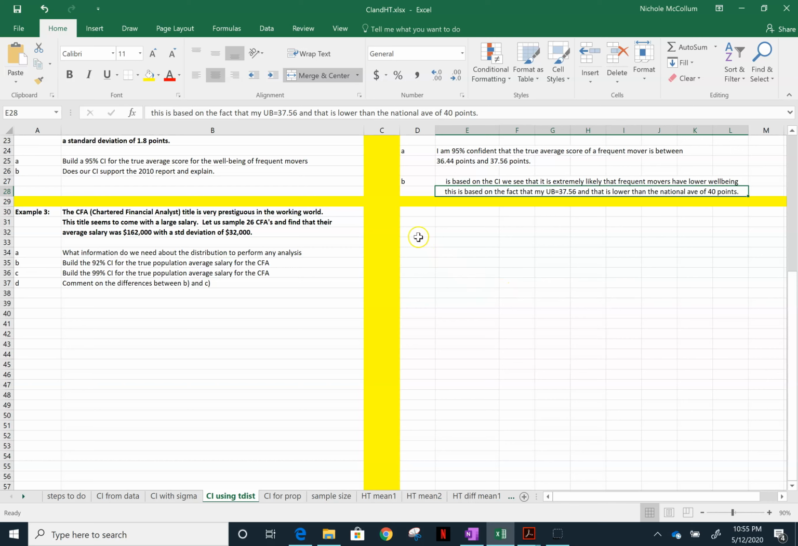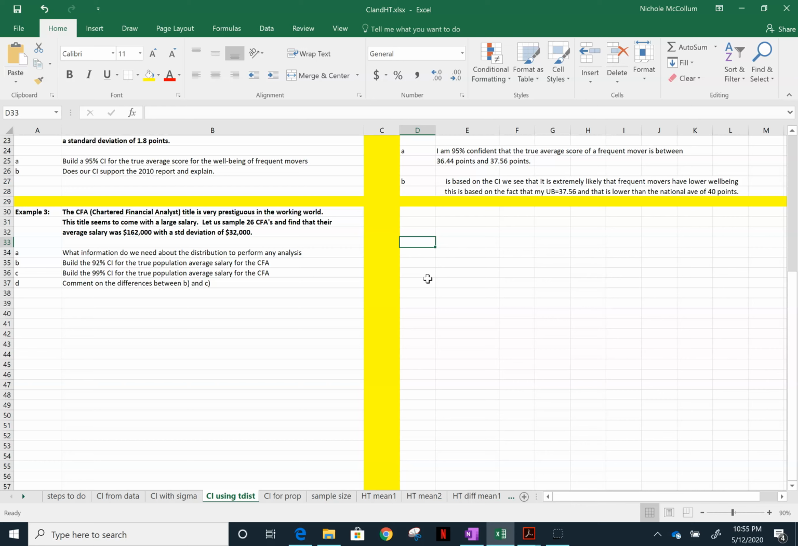Welcome back, guys. All right, so what do we got here? The CFA, great title, very prestigious in the working world in finance. This title seems to come with a larger salary. Of course it does. Let us sample 26 of these CFAs and find that their average salary was $162,000 and a standard deviation of $32,000.